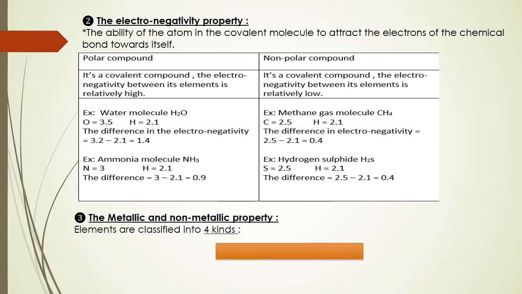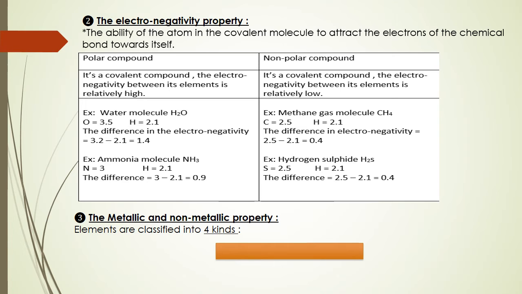It's called a nonpolar compound. Another example, hydrogen sulfide, H2S. We have two hydrogens attached to the sulfur. The ability of sulfur to attract electrons toward itself is 2.5, and hydrogen's ability to attract electrons toward itself is 2.1. So the difference between them is 0.4, which is relatively low.